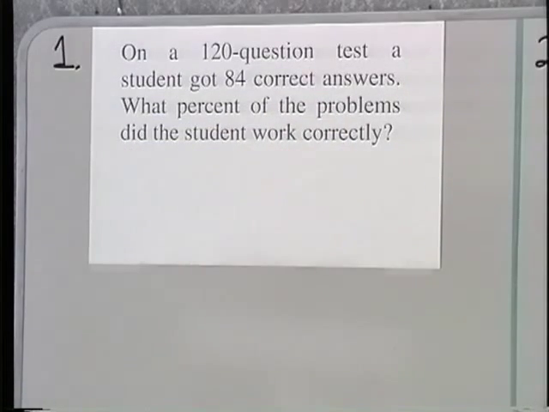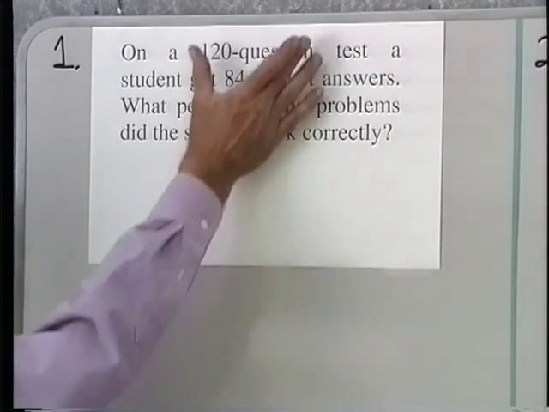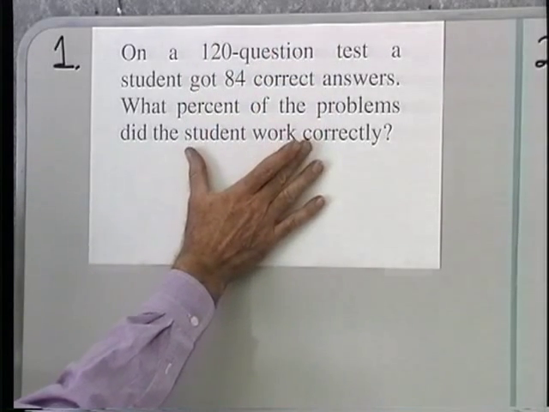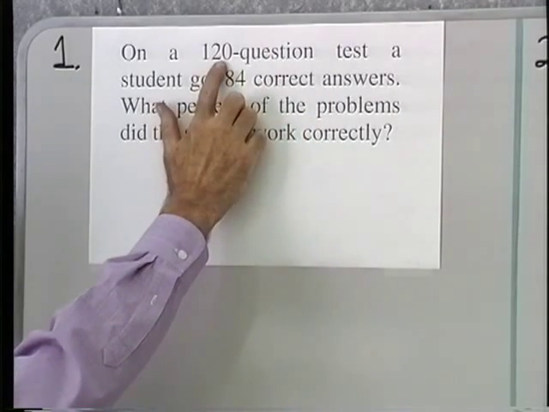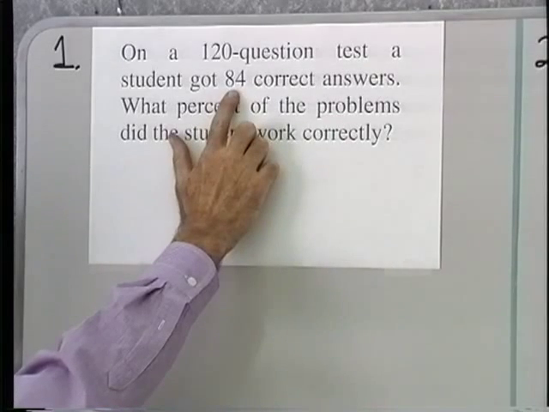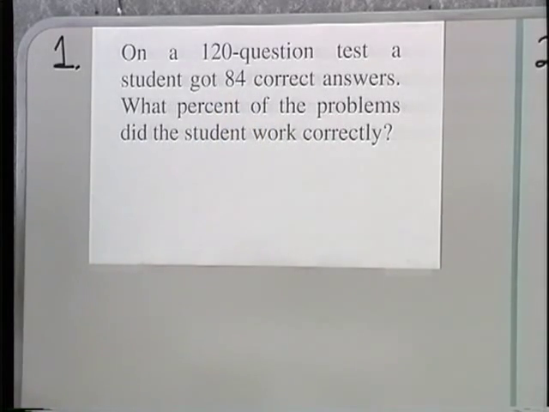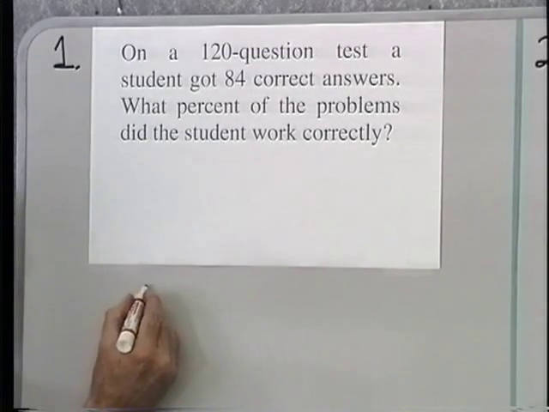On a 120 question test, a student got 84 correct answers. What percent of the problems did the student work correctly? So what I want to do is take this problem right here and translate it into one of my three basic percent problems. The student took a 120 question test, they got 84 correct answers, and what we want to know is what percent of the problems did the student work correctly. So what we want to know is 84 is what percent of 120? So let's write that down.